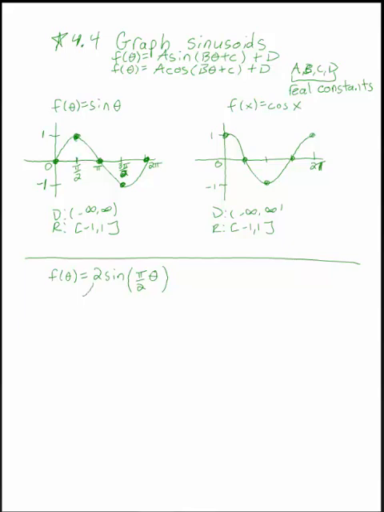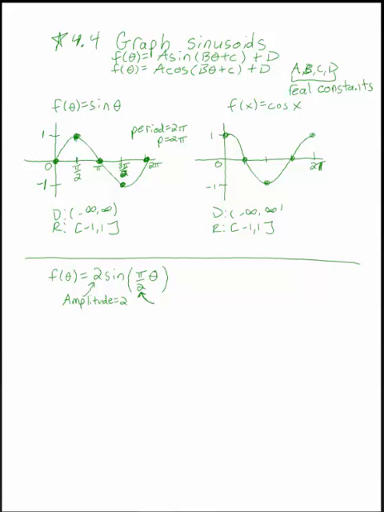Well, the 2 out in front, that's the a value, that's the amplitude. So the amplitude here is 2. And this pi over 2, that's the b value, and that's connected to the period of the graph. Now we know that the period of these original ones is 2 pi. A lot of times we'll just use p for period. So it's 2 pi for both the original sine and cosine functions.